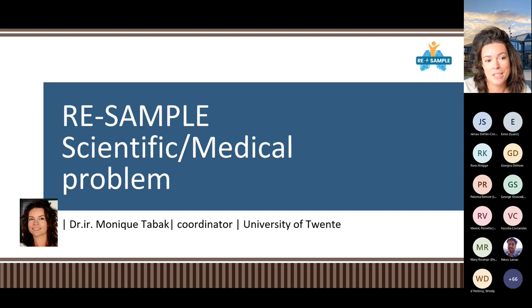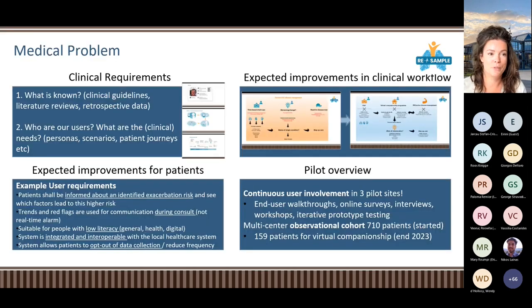So then I would like to go into a little bit more detail of what actually the scientific and medical problem is. We already learned from Maria what the clinical problems or the medical problems are. And to get to know more about that, we as a consortium really go into detail and investigate what we actually know. So we investigated the clinical guidelines, we performed scientific literature reviews, and we looked into retrospective datasets to get to know more about, for example, clinical parameters that are relevant to monitor.